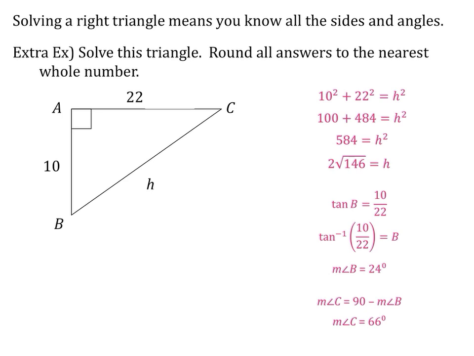So look over the work here. Measure of angle B first, which is 24 degrees. Then the complement of measure of angle B is the measure of angle C, which is 66 degrees. So check over the work here and see if you agree. And then here are the labels you should have put on your picture to help you decide which trig ratio to use to find the measure of angle B.